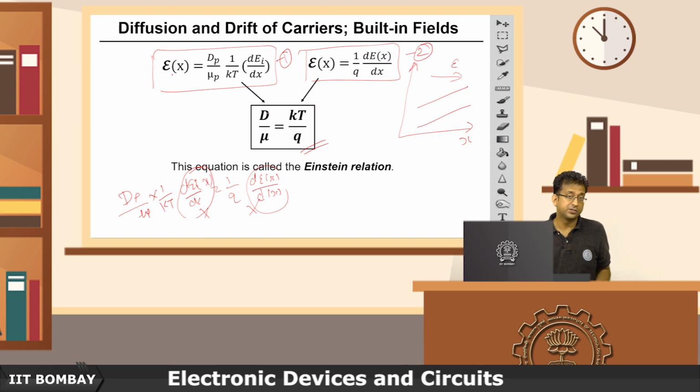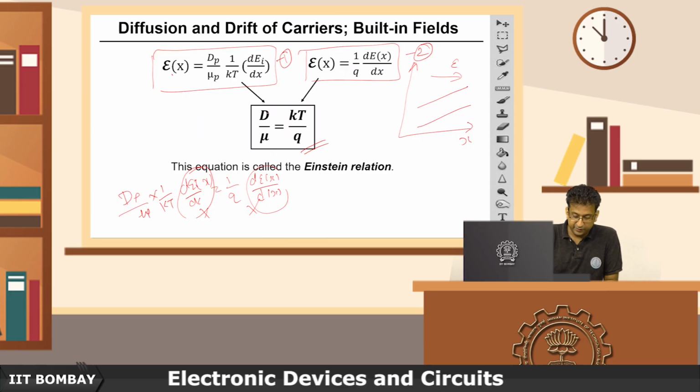k is the Boltzmann constant, T is the temperature, q is the charge. So, if you remember, in the beginning of the lecture I said diffusion and mobility have to be related. Though their origins are different, diffusion happens because of the difference in the concentration, and mu happens because of the electric field, but they are related because ultimately motion is restricted by scattering.